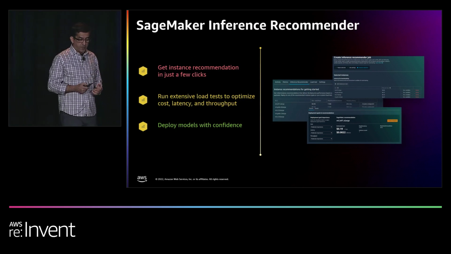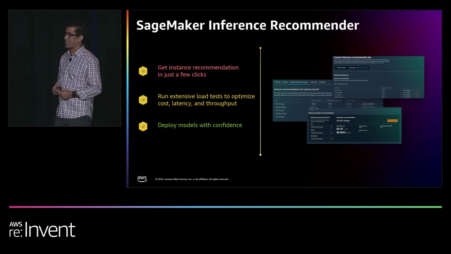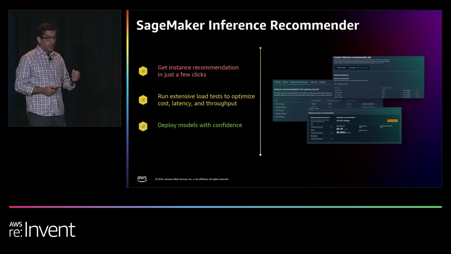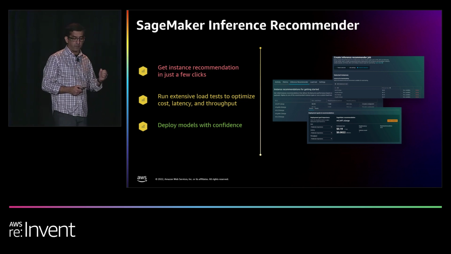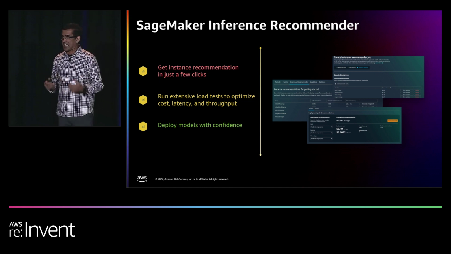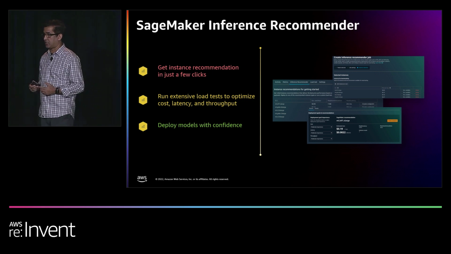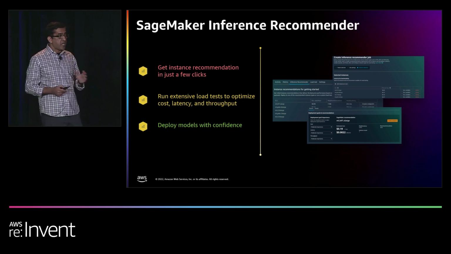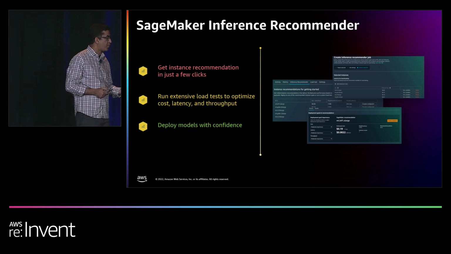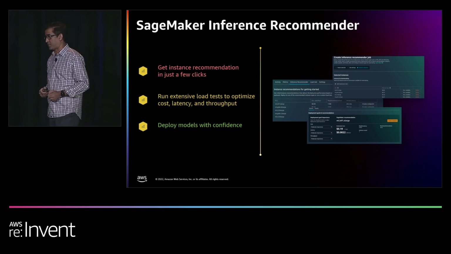And with so many options, you have a decision overload. But you do have a friend in SageMaker's Inference Recommender. Using Inference Recommender, you can quickly get recommendations for the best instance to deploy your model on. You can also run an extensive load test to optimize your endpoint for cost, latency, and throughput. In fact, many of our customers have successfully used Inference Recommender to right-size their endpoint, and they have seen up to 30% improvement in price performance.